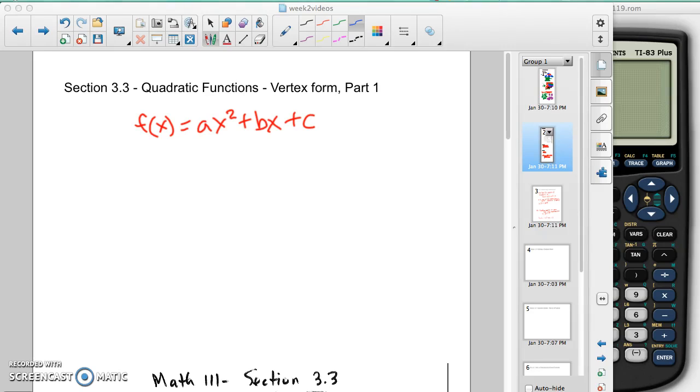Hello, and in this video we're going to be looking at quadratic functions and how to convert those functions into a vertex form so we can find some information about the quadratic.